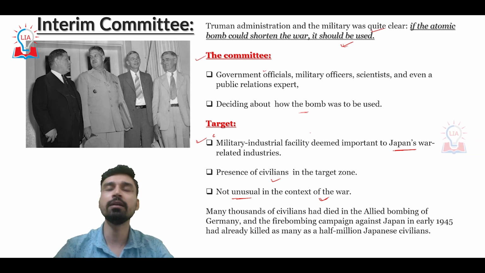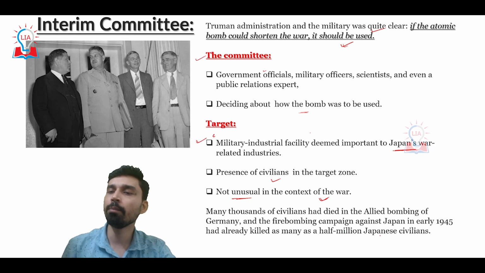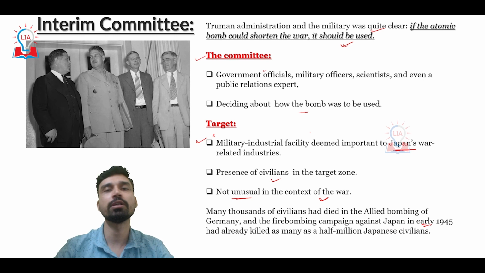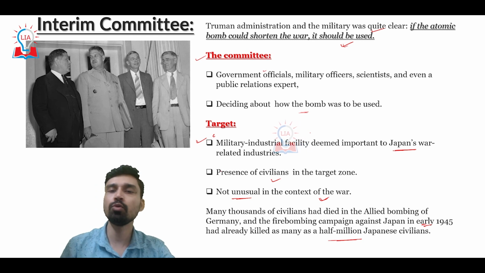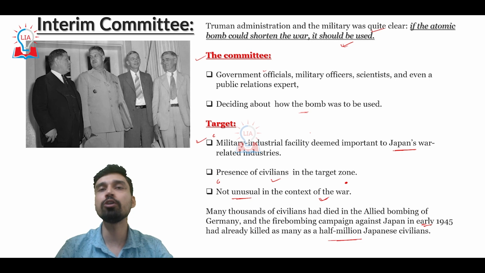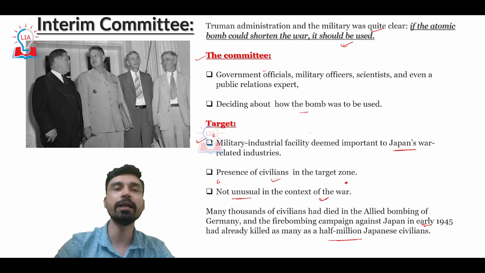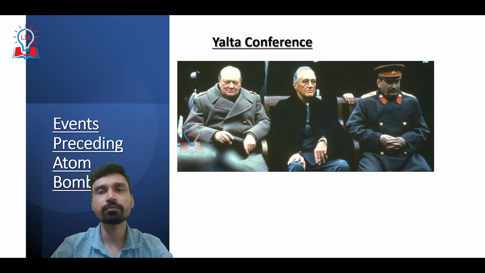Many thousands of civilians had earlier died as well in the Allied bombing of Germany in Europe, and the firebombing campaign against Japan in early 1945 had also claimed the lives of thousands of innocent people. Actually, 500,000 Japanese civilians were killed overall in the past 2 to 3 years by the bombing of Japan. So at that point of time, the Interim Committee and the administration were not so much concerned about civilian casualties as a direct or indirect result of the atomic bomb.